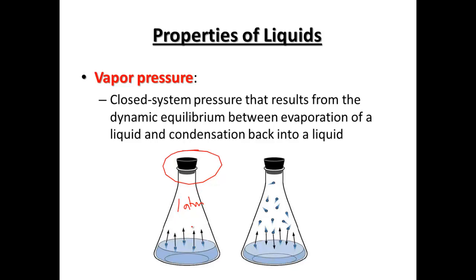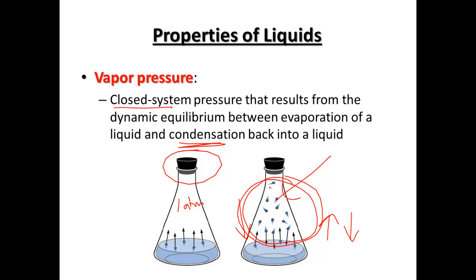And as the gas particles collect up here, they also have the ability to go back down into solution. They recondense back into the liquid phase. But eventually, it's evaporating and condensing at the same rate, and the amount of vapor up here becomes constant. The pressure that is due to that is called vapor pressure. And it only happens in a closed system because in a closed system, the particles cannot go anywhere, and therefore they're going to re-evaporate.